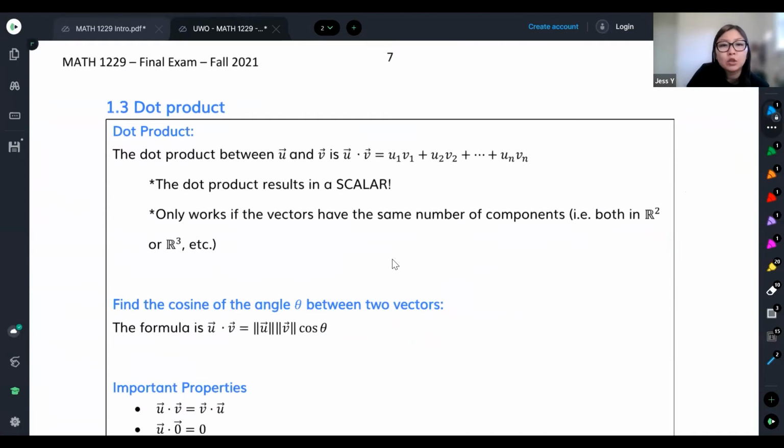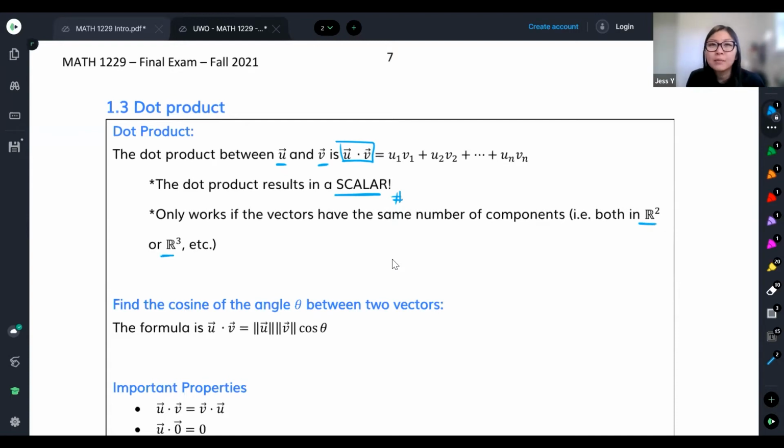The dot product between u and v is written like this, u dot v, literally just a dot. What you're going to do is multiply the first pair of numbers together, the second pair of numbers, the third pair of numbers, all the way to the end, and then add them all up. So you're multiplying the components and then adding them up. Since you're adding up a bunch of numbers, the dot product results in a scalar, meaning a number. And this only works if the vectors have the same number of components. So they're either both in R2, both in R3, both in R4, and so on.